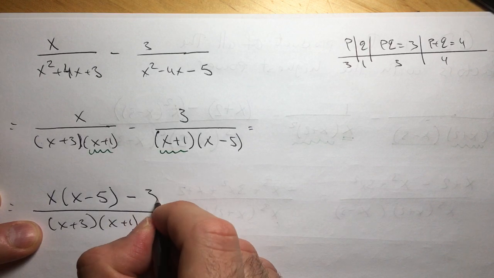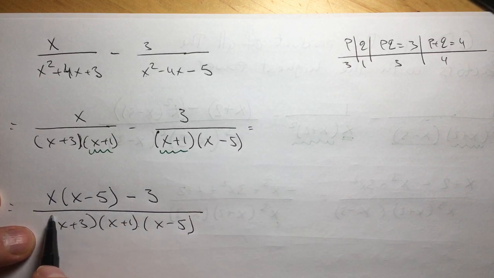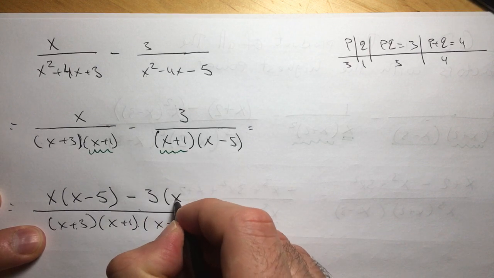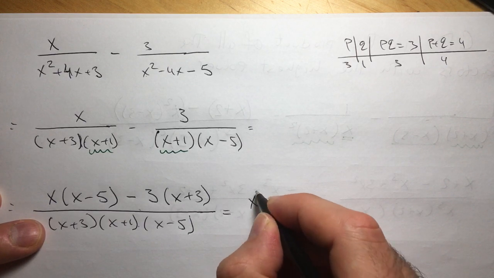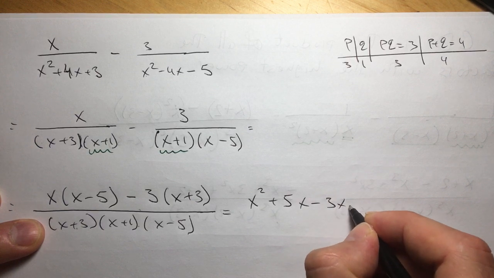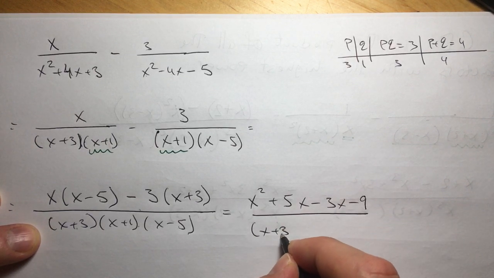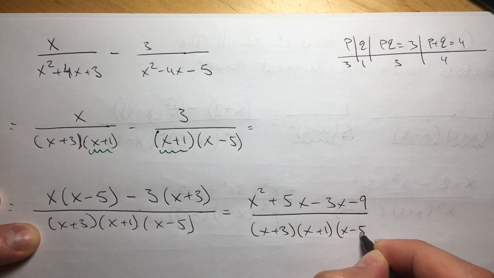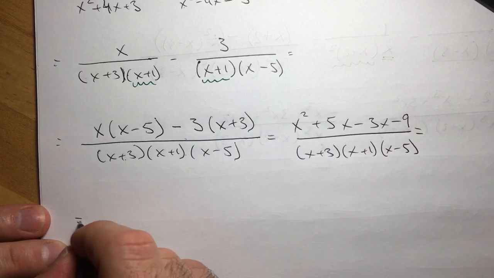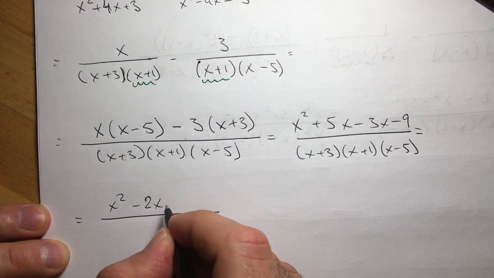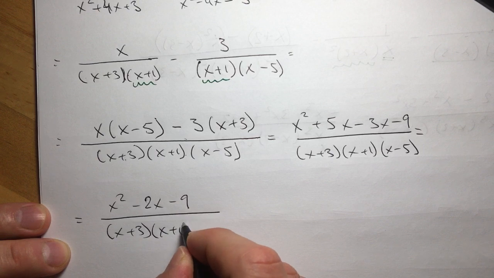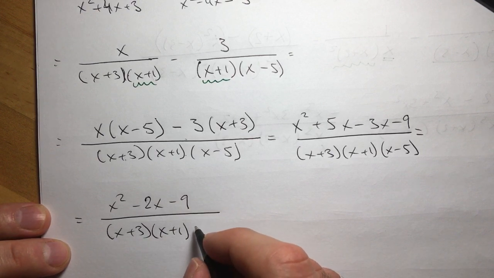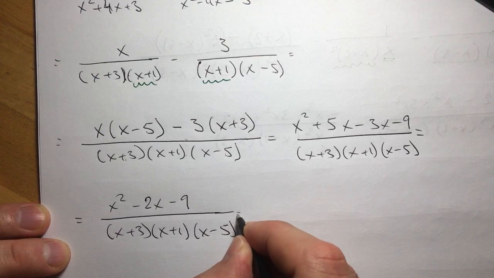Okay, minus 3, the difference between this denominator and our new denominator is the factor of x plus 3, so I have to multiply this one by x plus 3. And from here, we just expand the numerator and simplify if possible. So x squared minus 2x minus 9 over x plus 3 times x plus 1 times x minus 5.